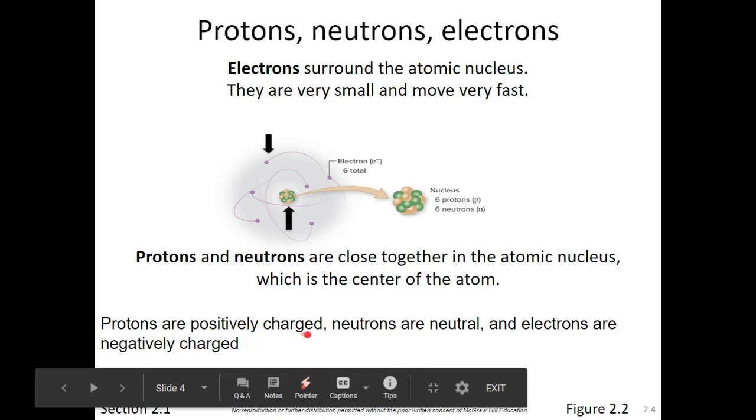Protons are positively charged, neutrons are neutral, and electrons are negatively charged.